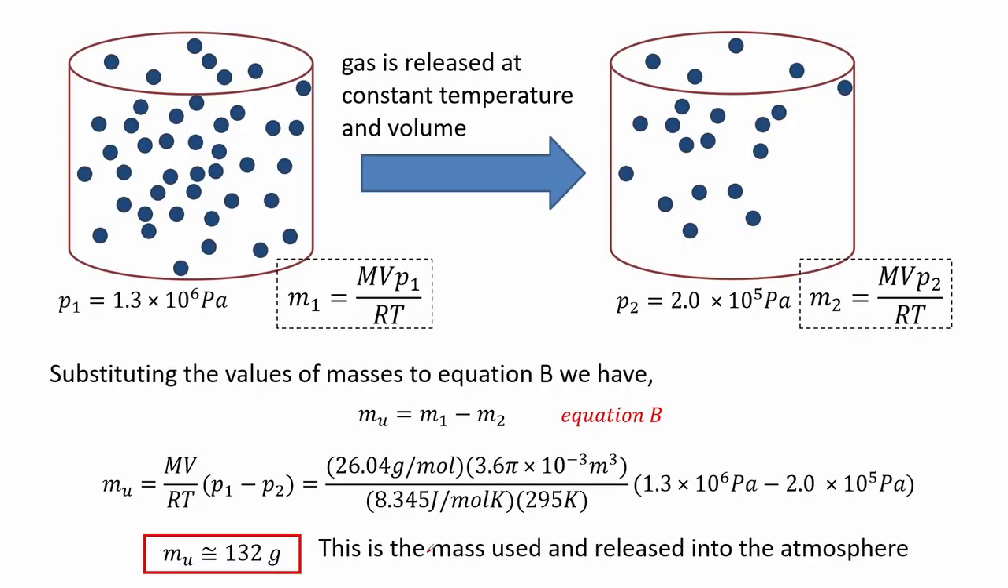We consider the condition for mass m1 and mass m2 and substitute this into equation B, which we then substitute with the values obtained earlier, and we have the value of mu. Here we see that the mass used or released into the atmosphere is about 132 grams.